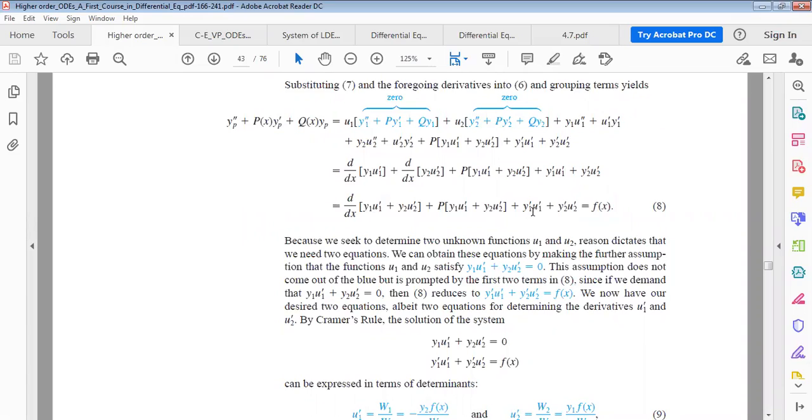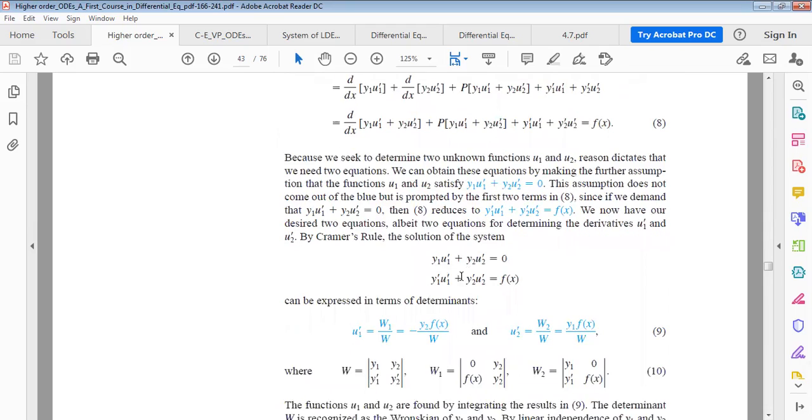So we get this one equals f of x. That means y1 dash u1 dash plus y2 dash u2 dash equals the right hand side f of x. So we now have our desired two equations. By Cramer's rule we can solve these two equations for the derivatives.